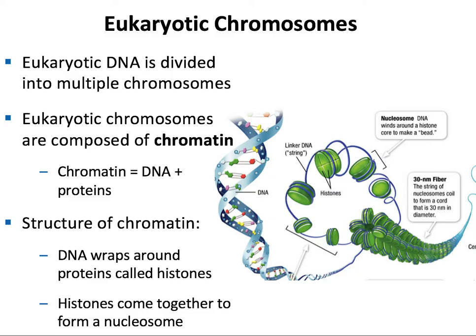Now, eukaryotic chromosomes are composed of something known as chromatin, and chromatin is the DNA and some proteins. So this is what it looks like. You have your DNA, right, that twisted ladder, and it's going to coil around these proteins called histones. Histones are a type of protein. So the DNA is coiling around these proteins, kind of like yarn would coil around a spool. And this structure, the DNA wrapped around the protein, is called a nucleosome. So that is the structure of chromatin in a eukaryote.